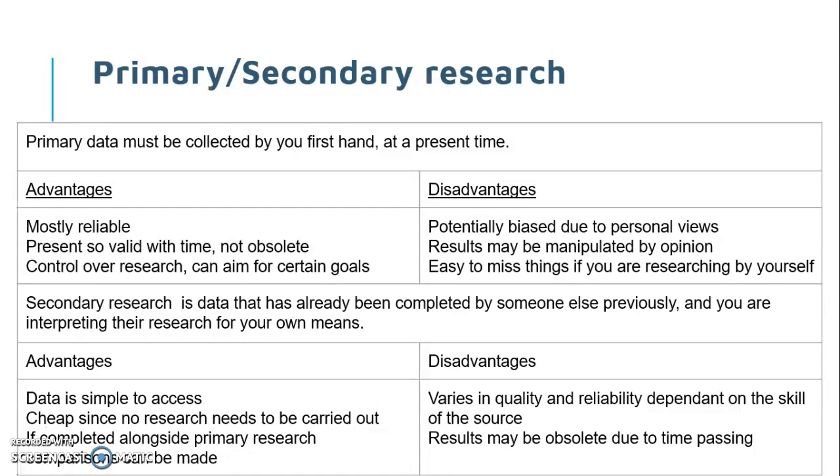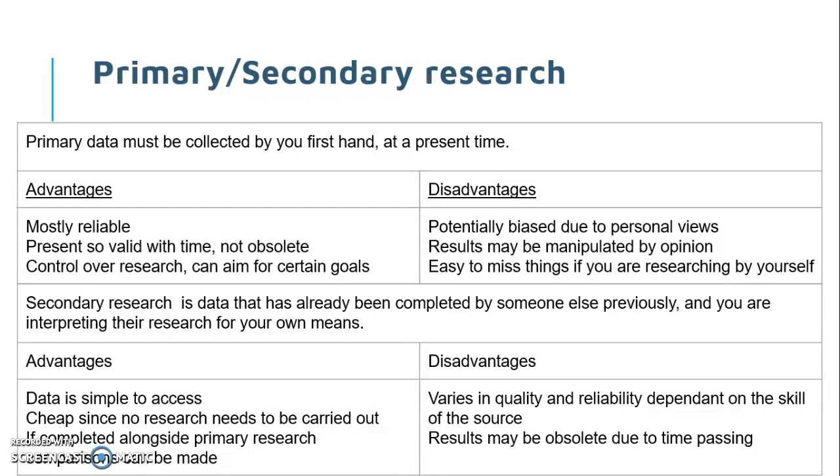So primary data, in your own eyes, is mostly reliable. It's present, so it's valid with time and not obsolete data. You have control over the research that you do, and you can aim for certain goals. However, with primary data, it could potentially be biased due to your own personal views. Your results may be manipulated by your own opinions, and it is easy to miss things if you're researching by yourself.